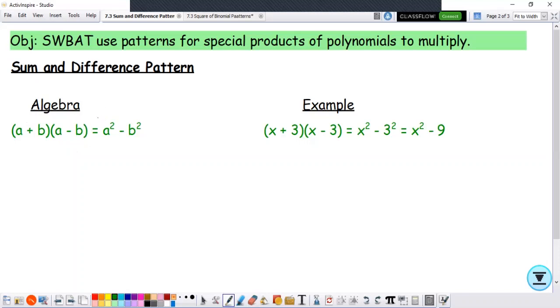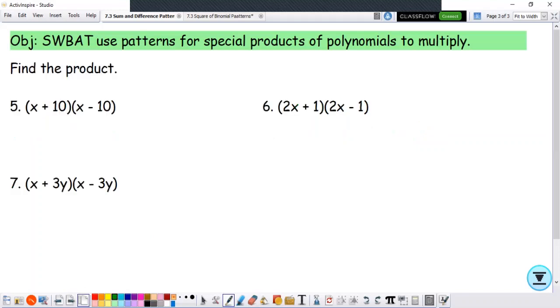We can just square or multiply the first terms, and multiply the last terms and put a subtraction. So when I have x plus 3 times x minus 3, all I need to do is x squared, that's the first term, subtract the 3 squared, and simplify: x squared minus 9. So for example, we have x plus 10 times x minus 10. So that becomes x squared minus 10 squared, which simplifies to x squared minus 100.